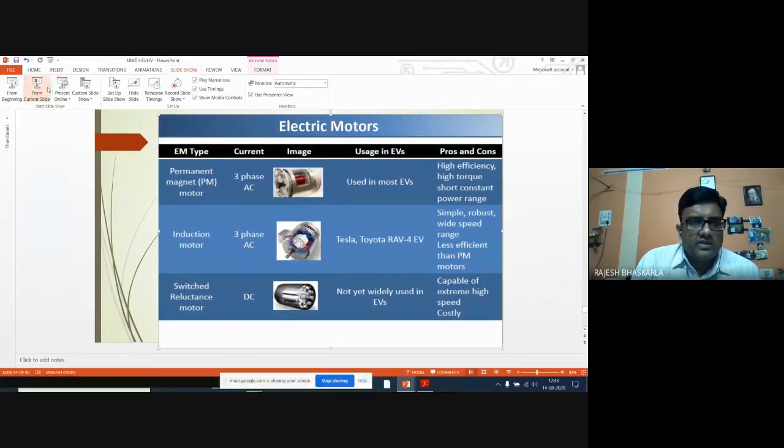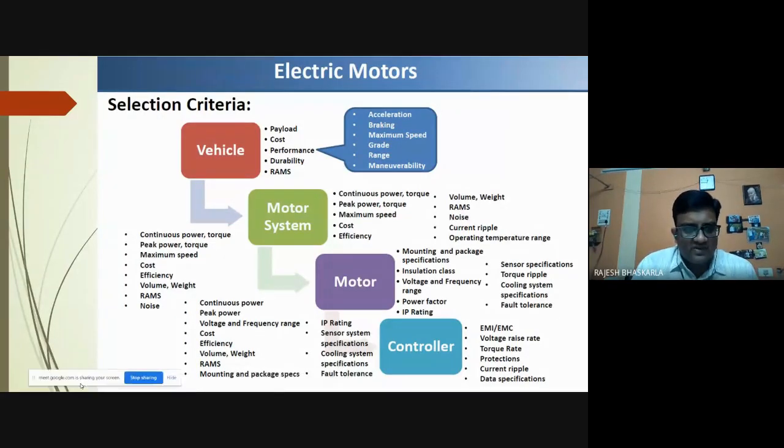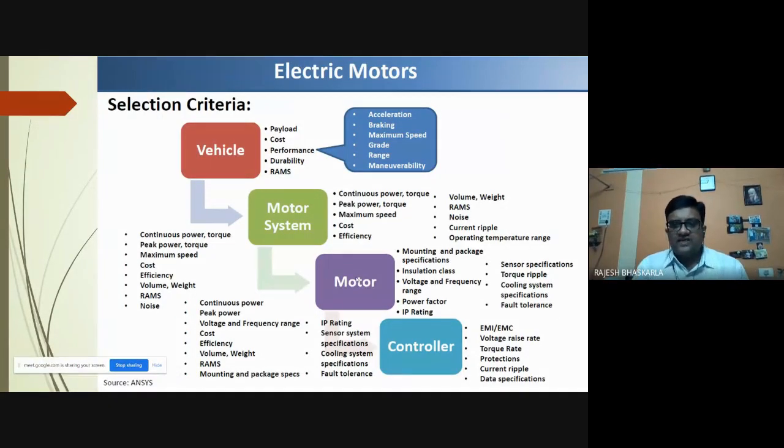Now, electric motors: how do we choose a particular motor? These are the specifications or choices based on which we select a motor. If we want to select a particular motor, we have to see the acceleration, the braking required, the maximum speed, the gradability, the range, the maneuverability, and all these specifications.